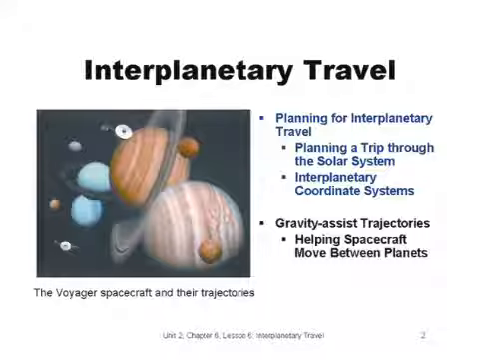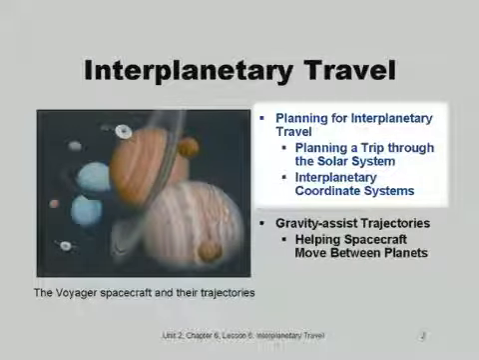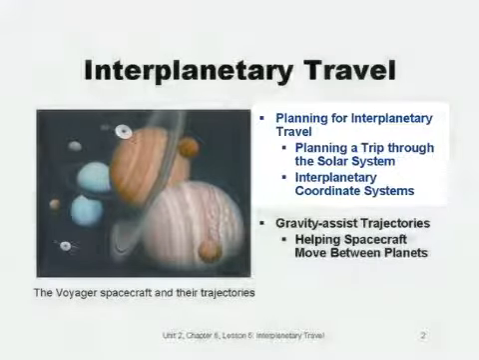Here you can see the two Voyager spacecraft we just mentioned. So today, we're going to talk about planning for interplanetary travel, which starts with probes like the Voyagers, planning a trip through the solar system, which might be possible using the Hohmann transfer method we learned about in the last section, and interplanetary coordinate systems.